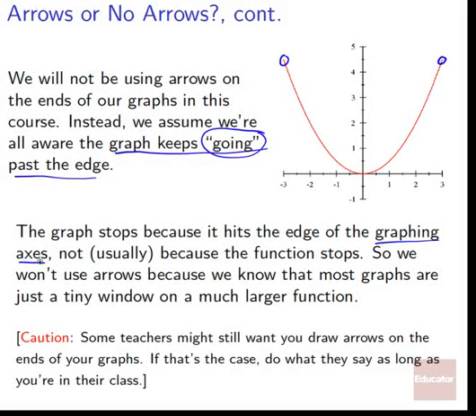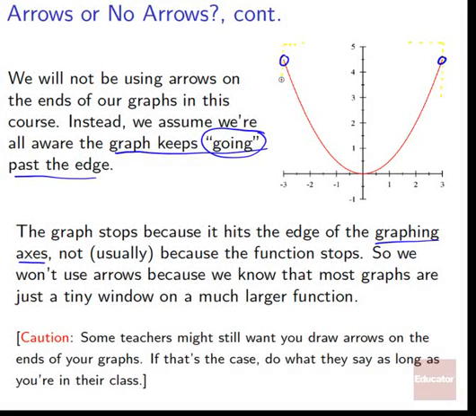The function continues past the edge of our axes, unless in a very specific case where we're told that it stops at some place. So when we see this lack of arrows, it doesn't mean that it stops. It just means we have to remember, oh yeah, it keeps going past the edge. The only reason it stops is because it's hit this sort of boundary at the edge of it. It's not stopping because the function stops. It's just stopping because we're looking through a window, right?